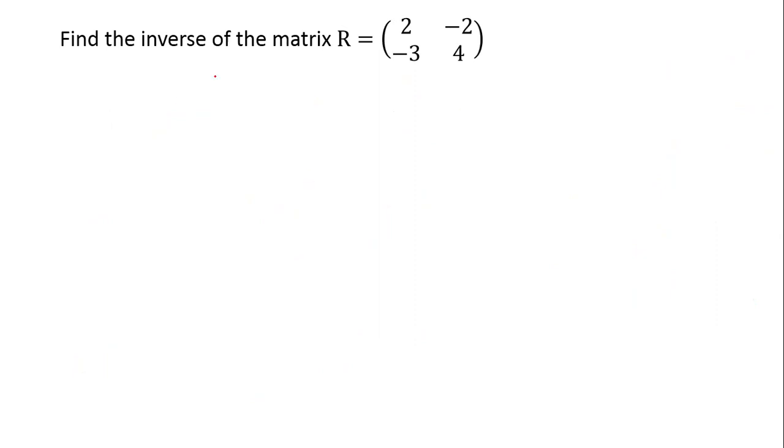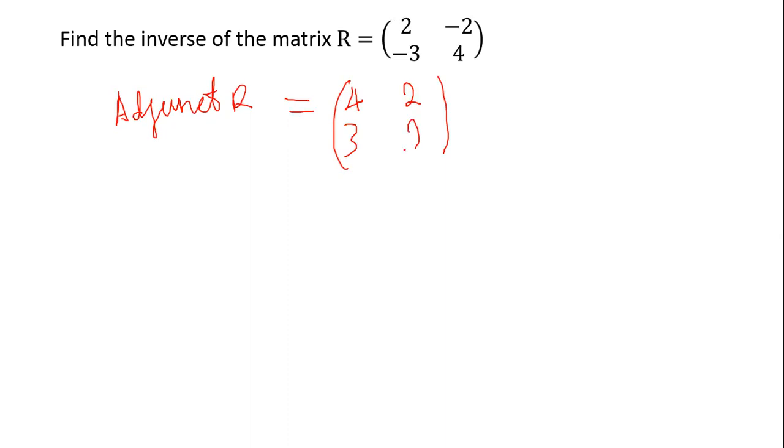So we have another one here, determinant of R. So the adjunct matrix of R is equal to 4, 2, 3, 2. Okay.